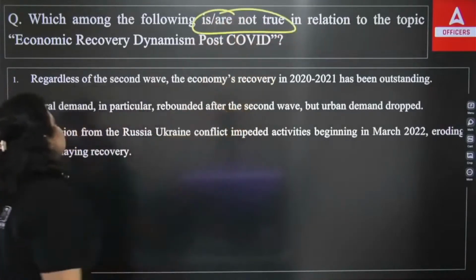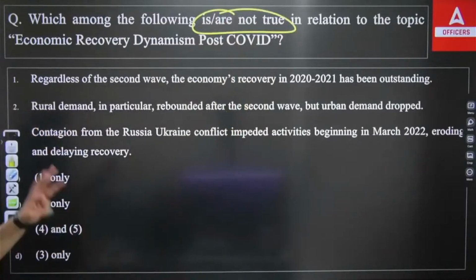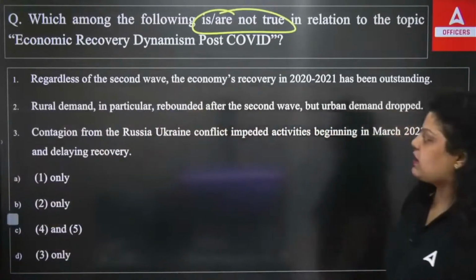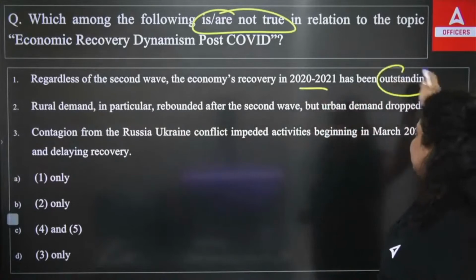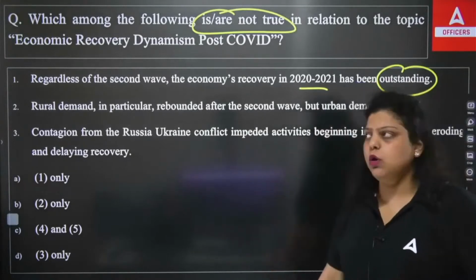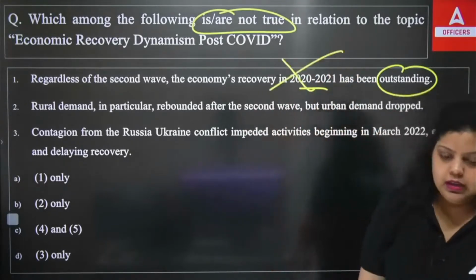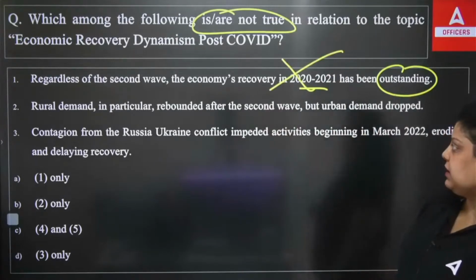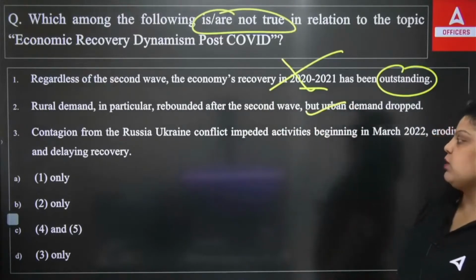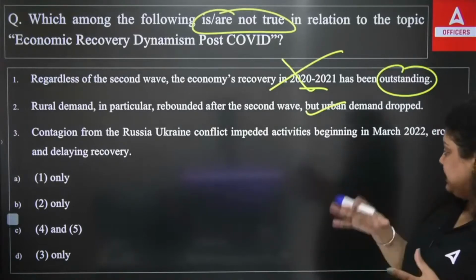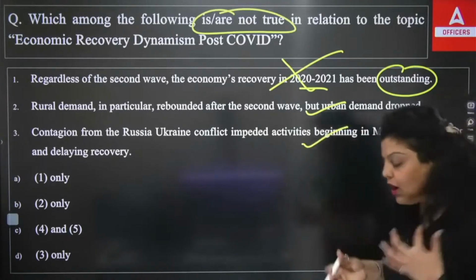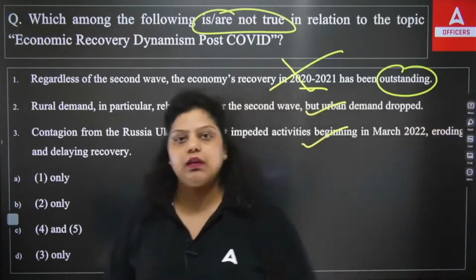First is saying, regardless of the second wave, so we have seen the three waves of COVID-19, the second wave was the deadliest wave, right? So regardless of the second wave, the economy's recovery in 2020-21 has been outstanding. Can you say that seriously? Have we seen an outstanding recovery in 2021? Obviously not. It can't be true. It is not true. Second is saying rural demand in particular rebounded after the second wave, but urban demand dropped. That's true, it happened. The contagion from the Russia-Ukraine conflict impeded activities beginning in March 2022, eroding and delaying the recovery. This is also true. So because of the Russia-Ukraine conflict, we faced a delay in the recovery from COVID.